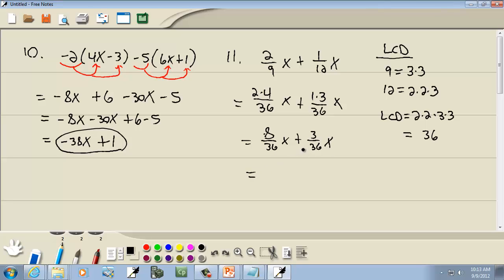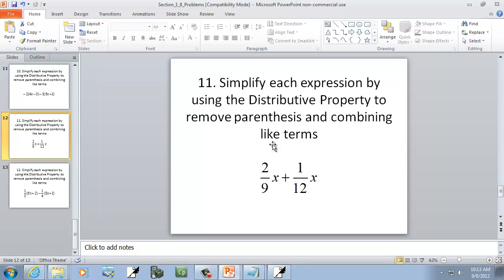Well, they have the common denominator now, so I'll add them together. 8 plus 3 is 11, 36x. And that's our answer. Let's look at one more.